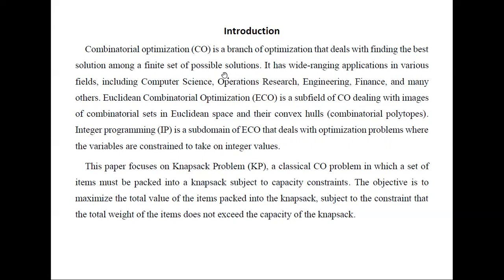In this paper, we consider and investigate the well-known knapsack problem, which is a classical combinatorial optimization problem where a set of items must be packed into a knapsack subject to a capacity constraint. The objective is to maximize the total value of items packed into the knapsack, subject to the constraint that the total weight of the items does not exceed the capacity of the knapsack, which is called the capacity constraint.